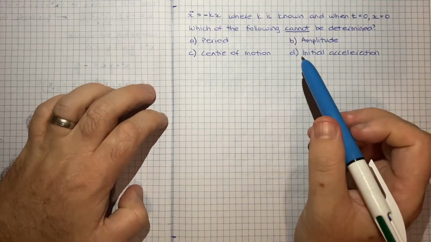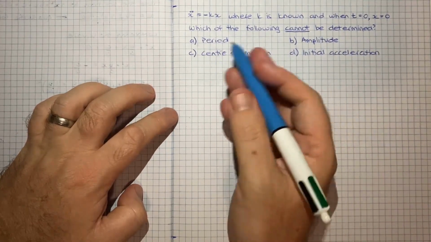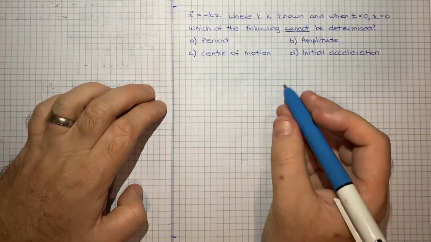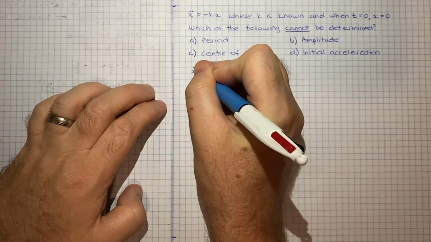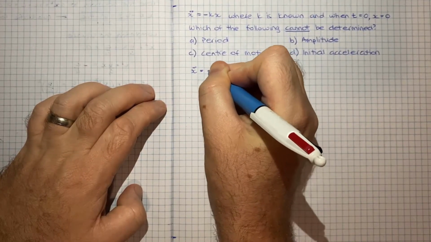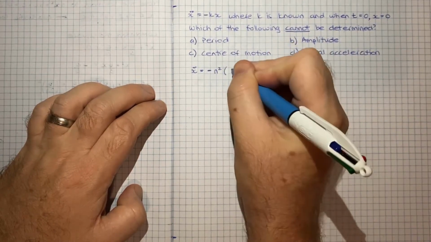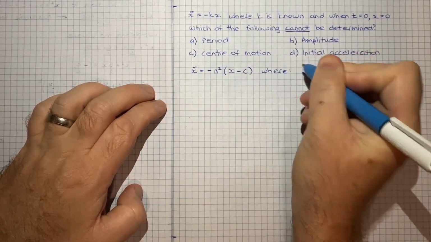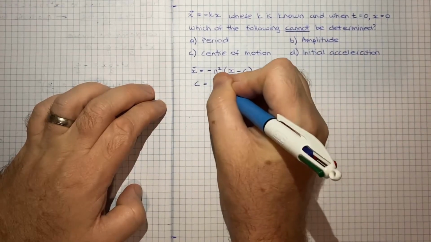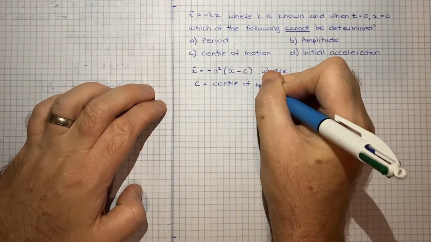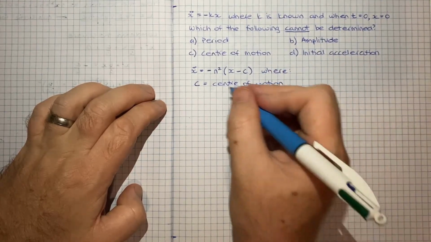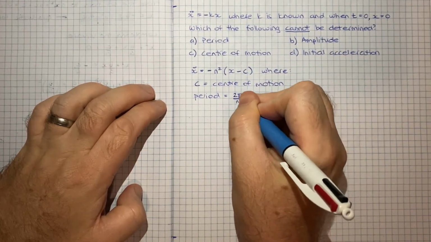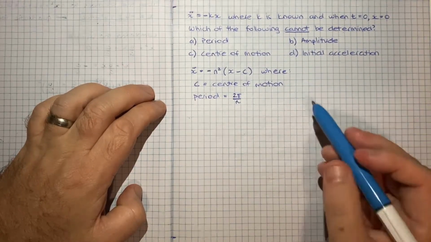So I think what we can do to tackle this is to start by writing the general equation for simple harmonic motion, where we're thinking about it in terms of displacement. That formula in general is x double dot is equal to negative n squared times (x minus c). And in this framework, we know that c is equal to the center of motion, and we also know that the period would be equal to 2 pi on n. So that's our generic simple harmonic motion.